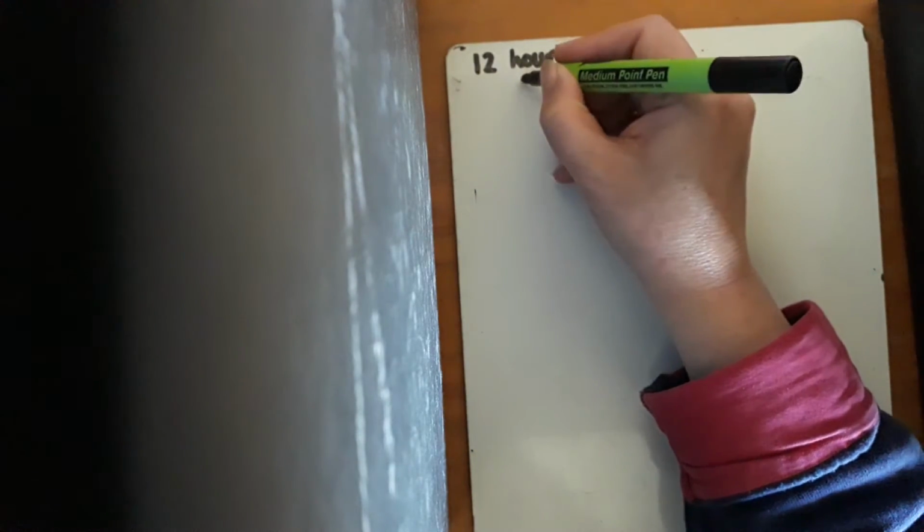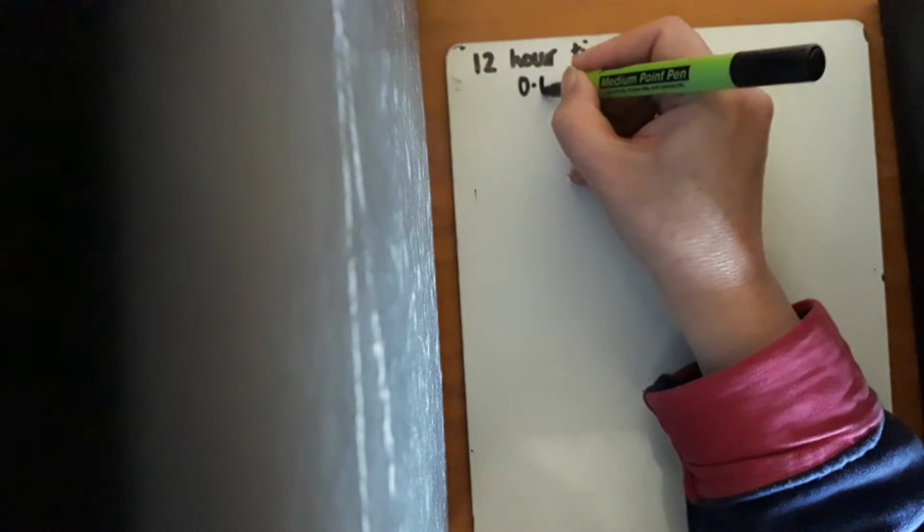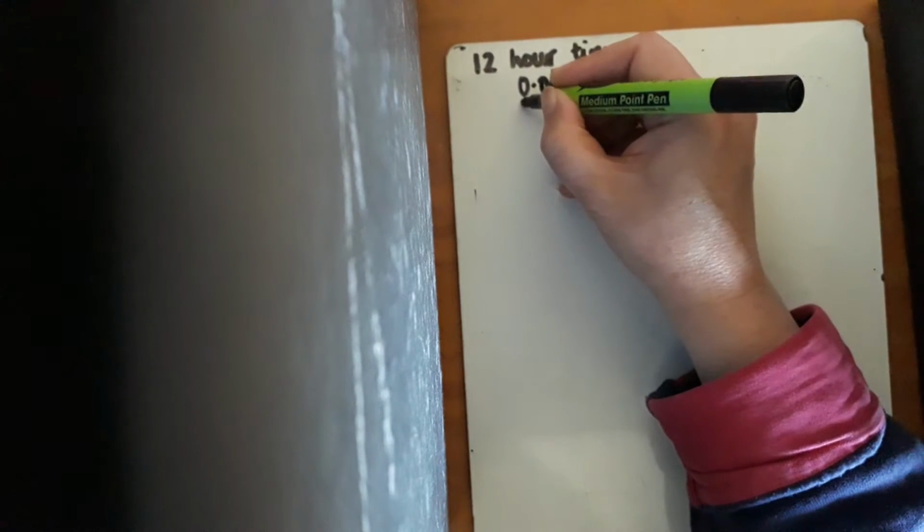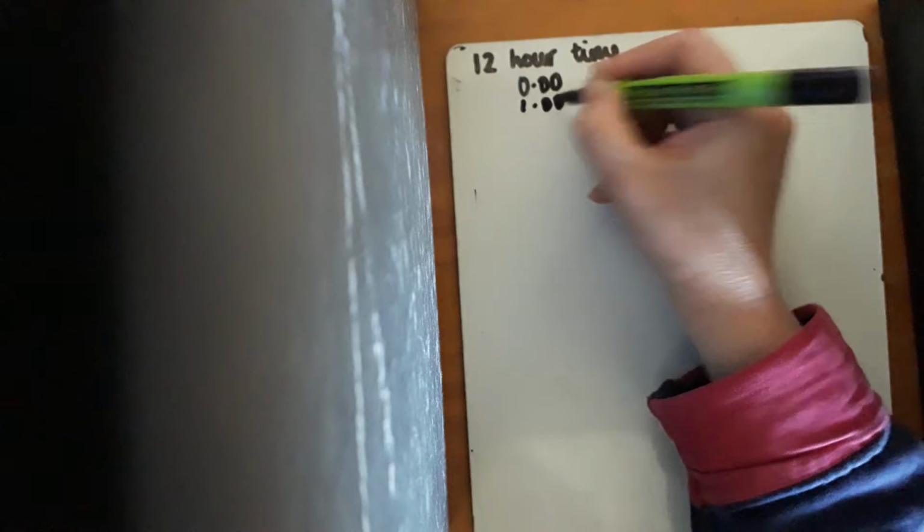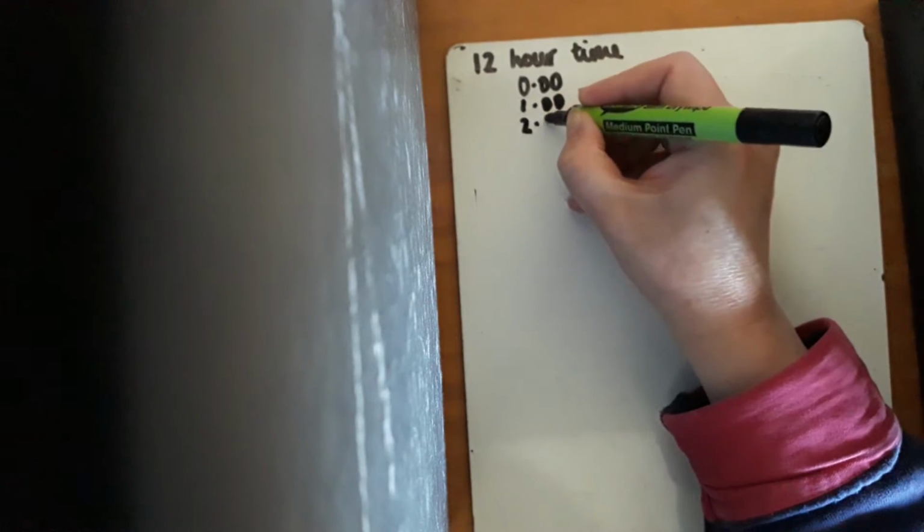All right, it will start at 0.00 and then the next one will be 1.00, 2.00, all the way until you get back to 0.00. Okay, so do that now and then check against mine to see that your list is correct.